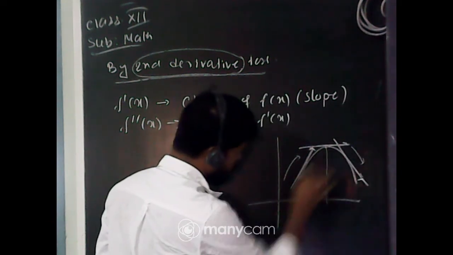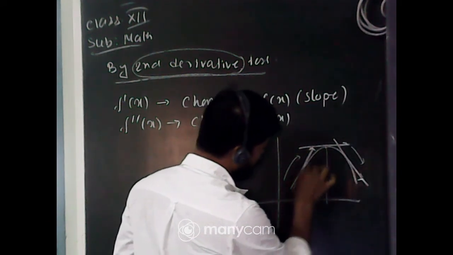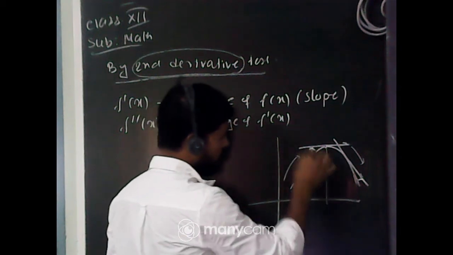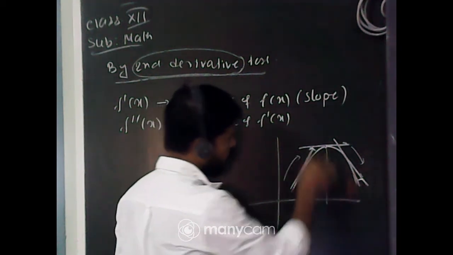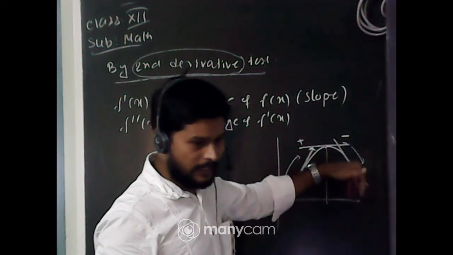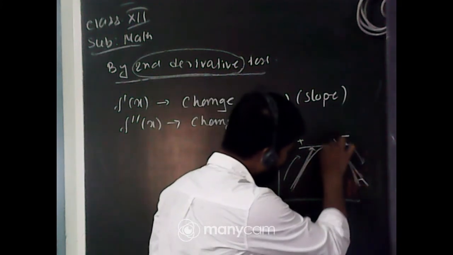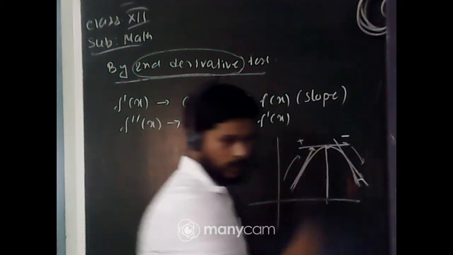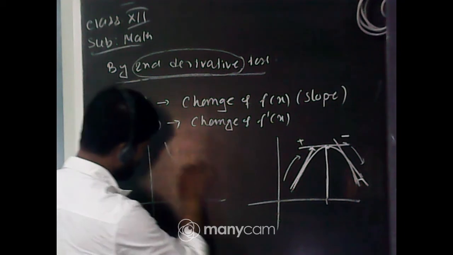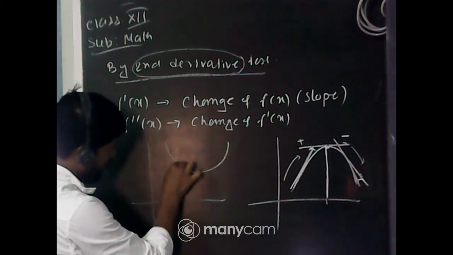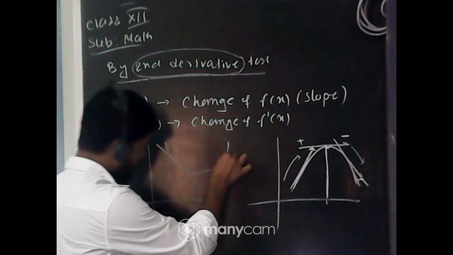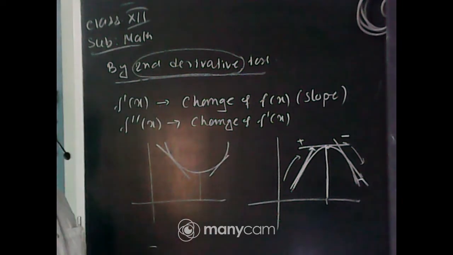So in that portion, the slope is greater than zero, and in that portion the slope is less than zero, which means the rate of change of slope is changing from positive to negative. So in that case, the function will attain the maximum value at this point. Now if I draw a minimum curve like that, on that side the slope is less than zero, and on that side the slope is greater than zero.